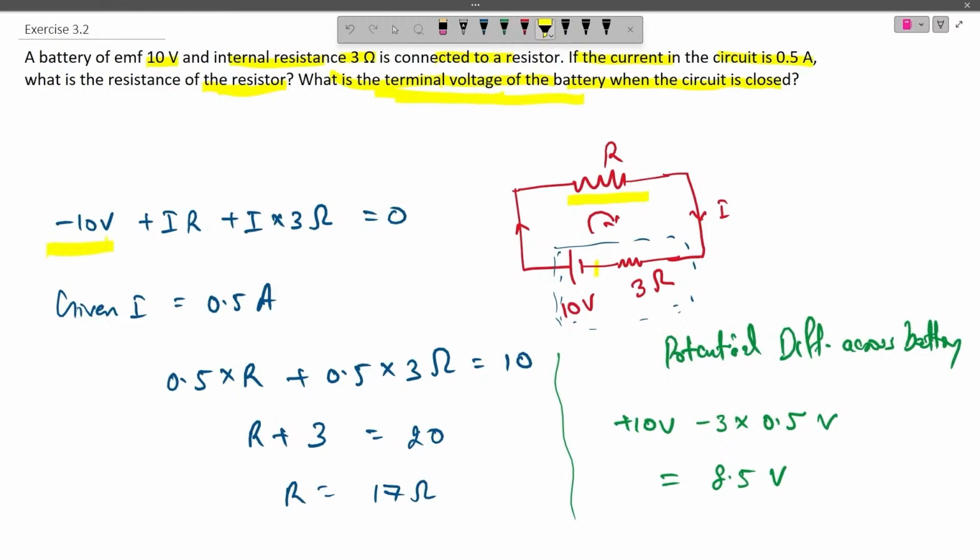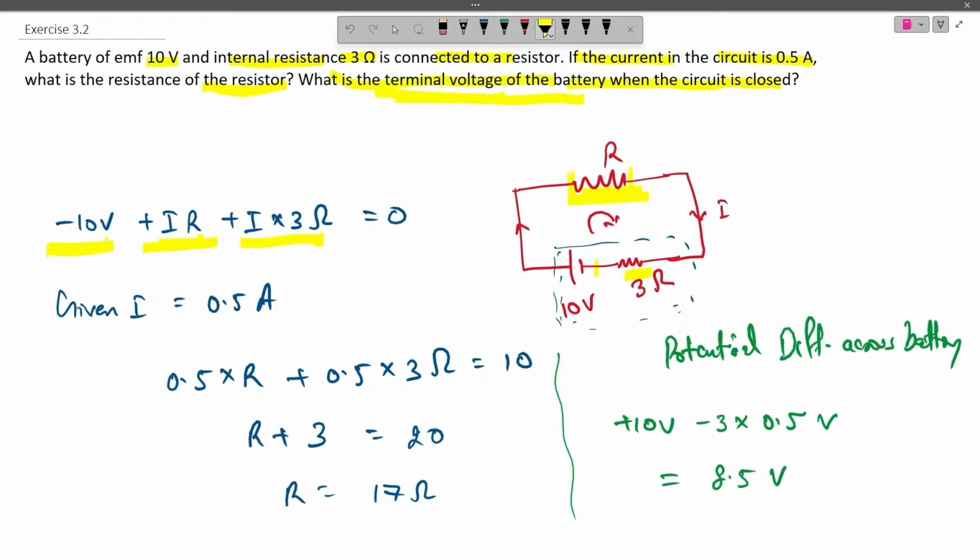Since current flows from higher potential to lower potential, the potential at the left point is always going to be higher than the right point if it is going from left to right. So the potential difference across the resistor R can be written as R times I. Similarly, across this resistor also, moving here, we can write it as I times 3 ohm.